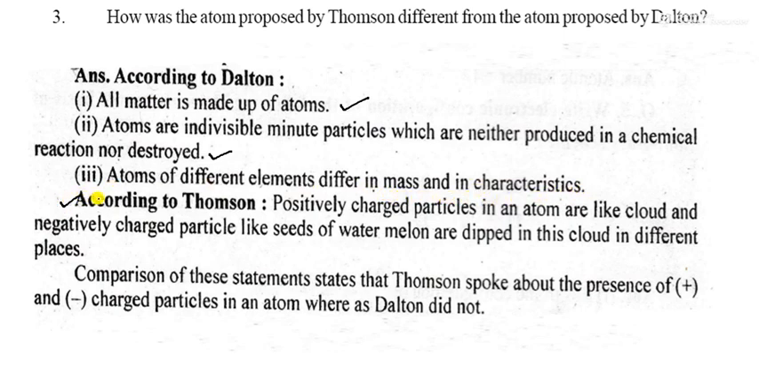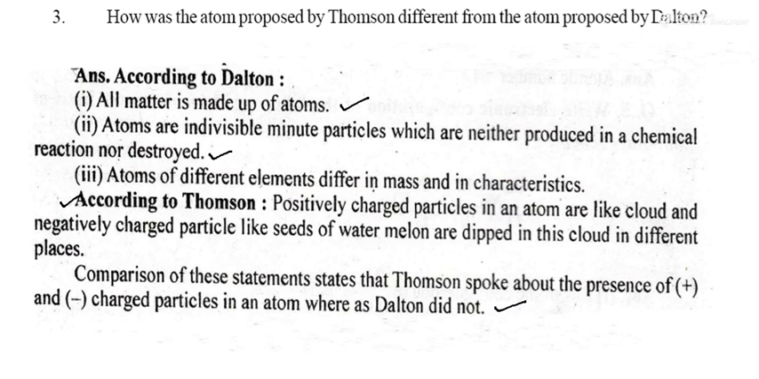Now according to Thomson, what happened? Positively charged particles in an atom are like a cloud, and negatively charged particles, like seeds of watermelon, are dipped in this cloud in different places. Comparing these statements, Thomson spoke about the presence of positive and negative charged particles in the atom, which Dalton did not do. So these are the differences, and you can write them in your copy.